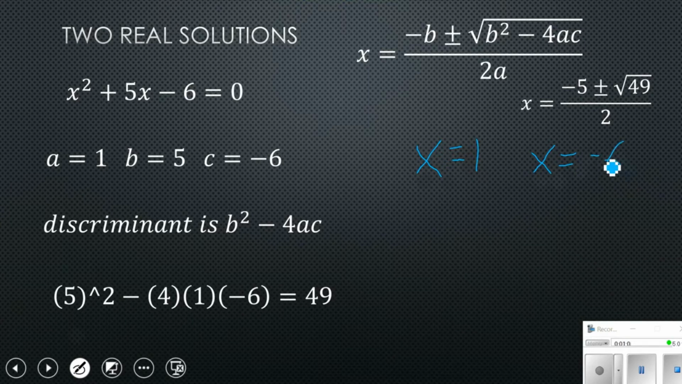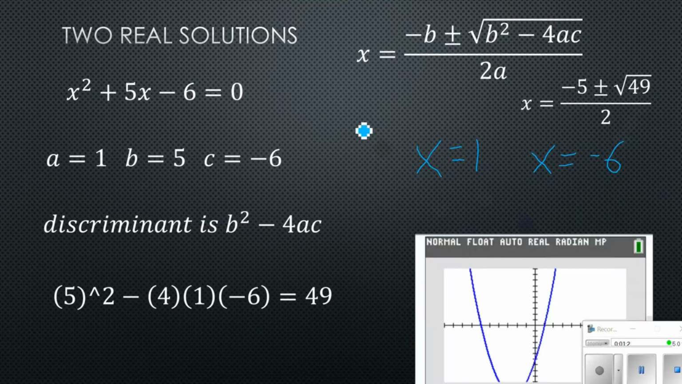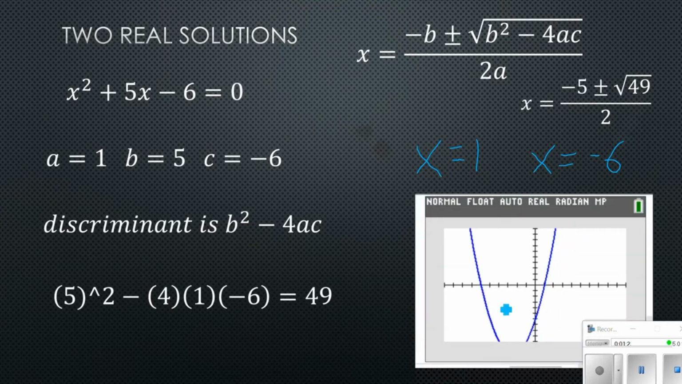And that's always going to happen when we have a positive discriminant. We're always going to get two real solutions. Sometimes they do look like fractions or decimals, or sometimes they still have a square root with them, but what we see when we look at the graph is this. We're going to see two real solutions.